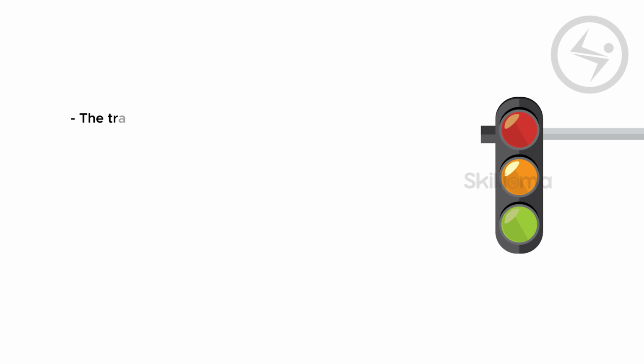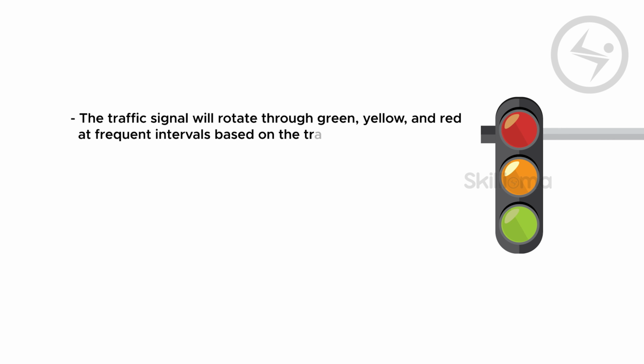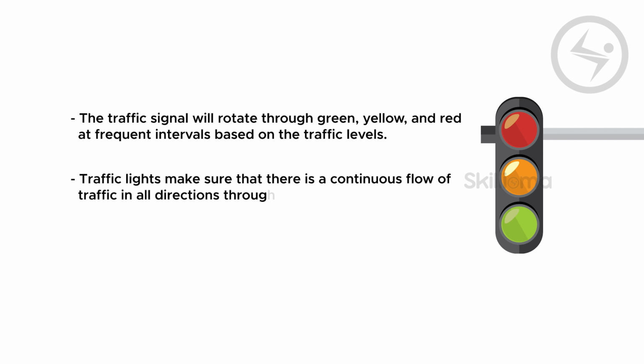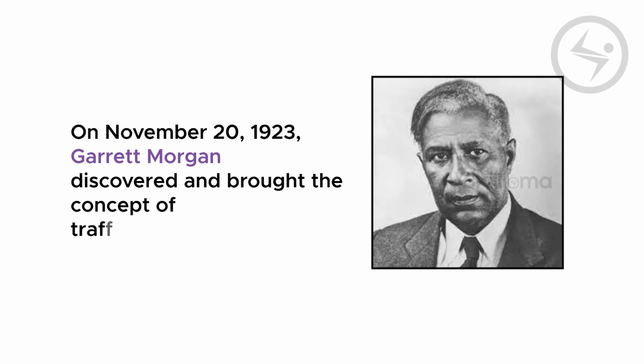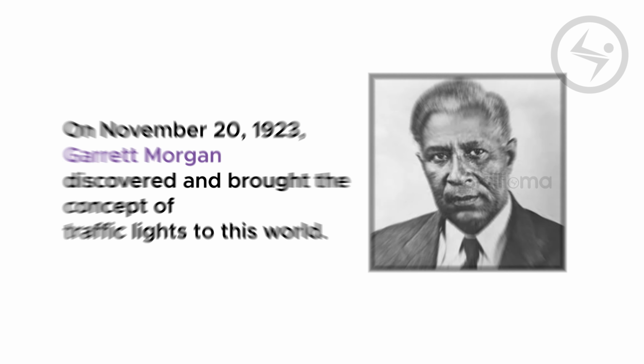The traffic signal will rotate through green, yellow, and red at frequent intervals based on the traffic levels. Traffic lights make sure that there is a continuous flow of traffic in all directions throughout the intersection. For congested areas with a regular and high level of traffic, timer-based systems are much more relevant and ideal. On November 20, 1923, Garrett Morgan discovered and brought the concept of traffic lights to this world.